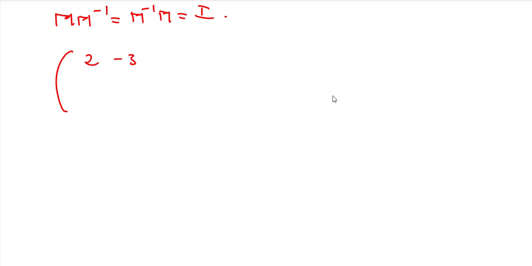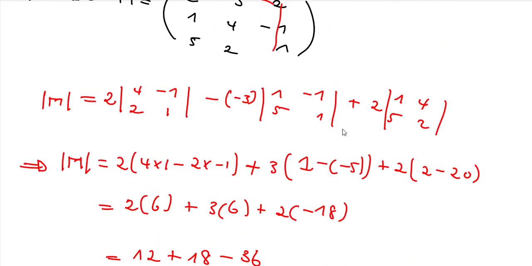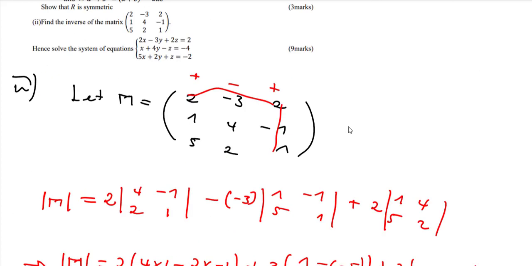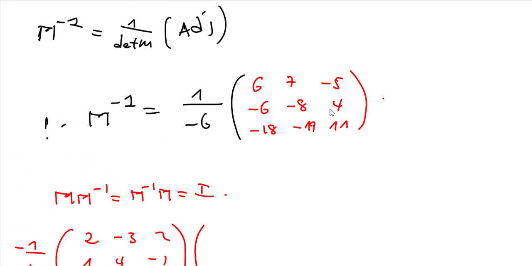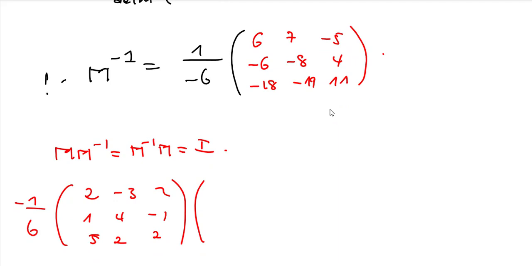So you have the matrix 2, negative 3, 2, 1, 4, negative 1, 5, 2, 1. We multiply this by the inverse. I will keep the factor of negative 1 on 6 outside. So the inverse matrix inside is 6, 7, negative 5, negative 6, negative 8, 4, negative 18, negative 19, 11.